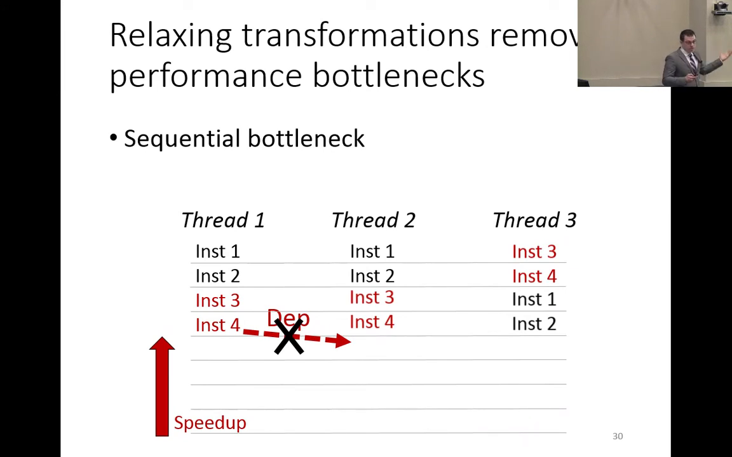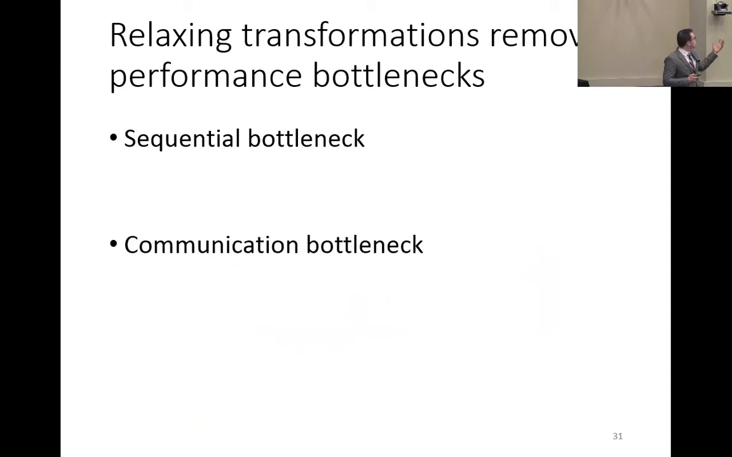But this is not the only bottleneck we have. We also have communication bottleneck. This is due to just moving data around. Here, we have a different set of relaxing transformations that simply change the code to skip some data movement.